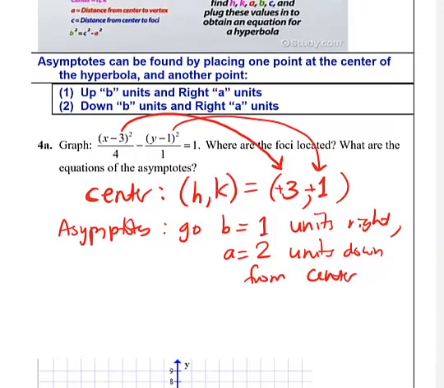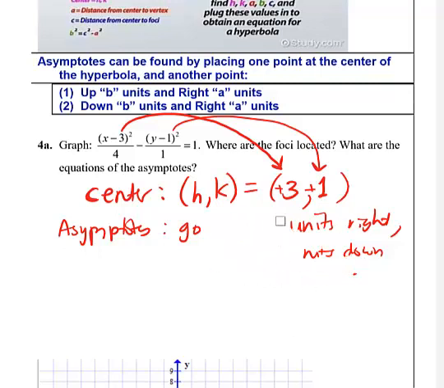Oh wait, did I do that right? Oh wait, b units, right? Sorry, I screwed that up. I'm not even listening to my own directions here. Oh my gosh. Let me erase that. I'm sorry. That one was screwed up.